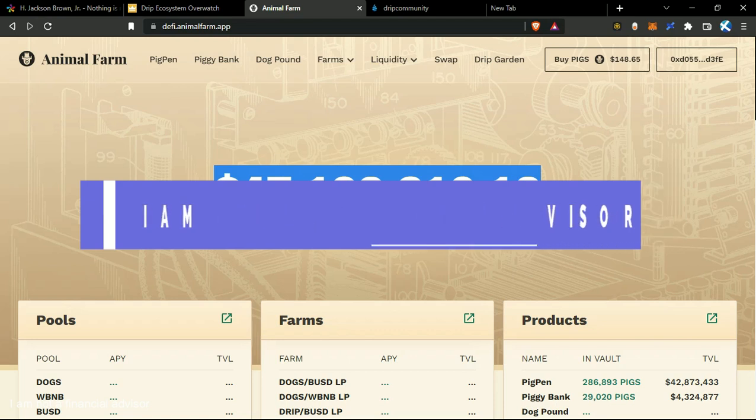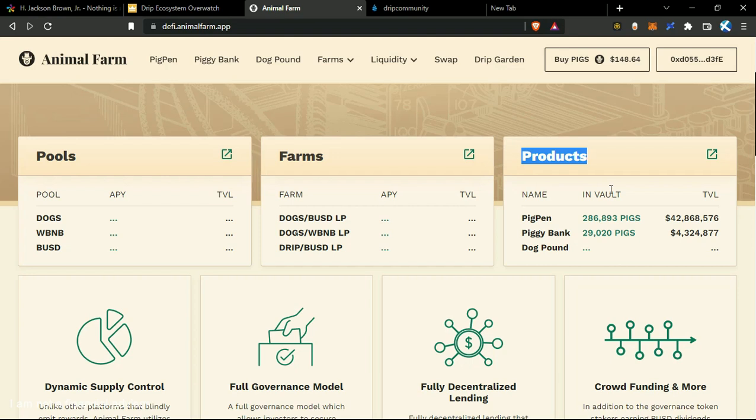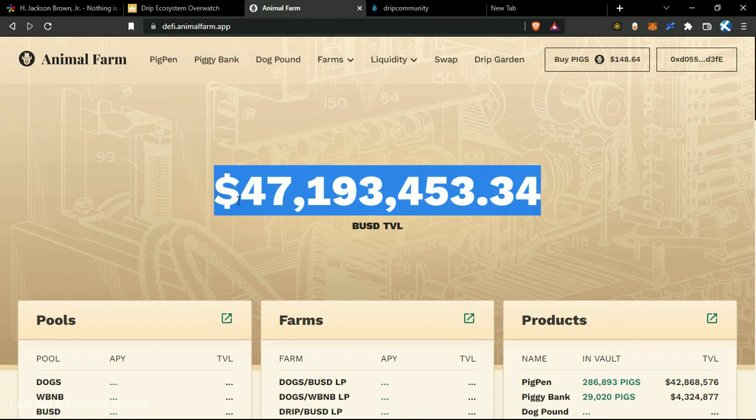So we can see today the total value locked of BUSD inside the animal farm, $47 million. And this is without the farms being live, and still we haven't seen the major push of the marketing campaign run yet. Just imagine when those two things come together, what this total value locked is going to be. And also over here under products, we see there's nothing listed right now for the dog pound. Just imagine when those numbers are put up on the board. This is going to drive this up even more.